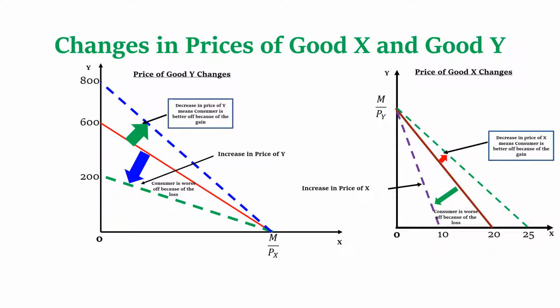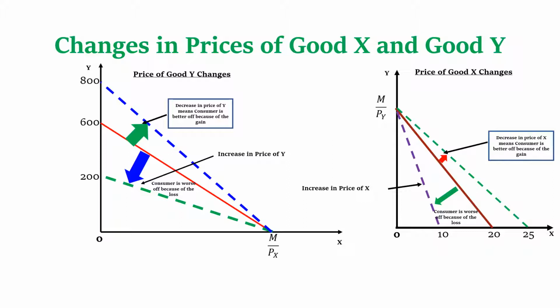Now, look at the changes in price here. What happened here? You see, when the price increases, the consumer is worse off because of the loss, right? So we have this green dotted line for the increase in price. But when the price falls, the consumer is going to be better off because his real income has increased. So he's going to be better off because of the falling price. And so what happens here is the budget line is going to rotate outwards. Now this is for good Y. Changes in the price of good Y.